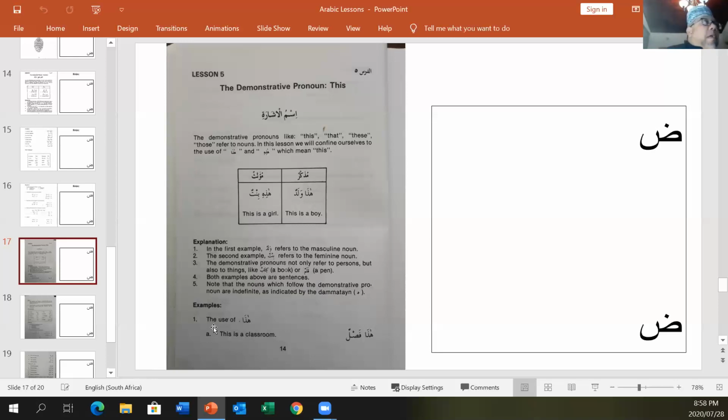Examples. The use of hadha. This is a... there's a new word. Hadha faslun. Hadha is this. Faslun is classroom, so it's masculine. Why is faslun masculine? Because there's no ta marbuta at the back. There's no word faslatun. You won't get a female classroom. So hadha faslun is masculine. This is a classroom, brought in to give us a better understanding.